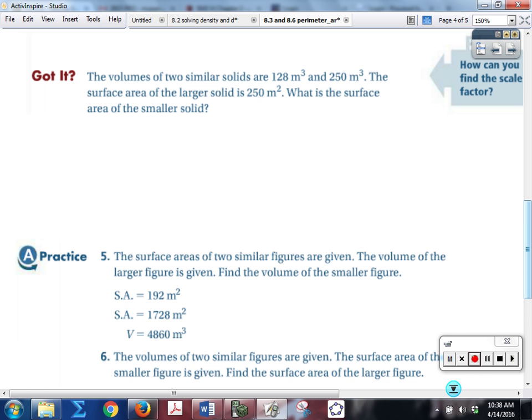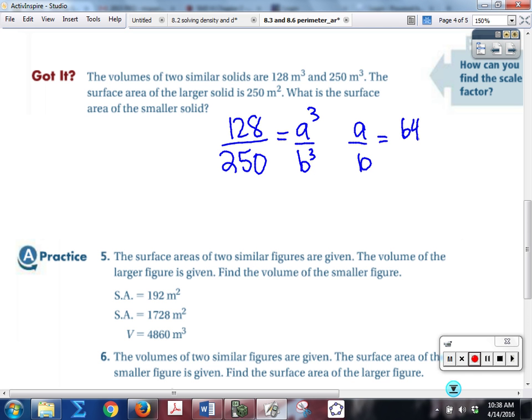So how do I go down from here? This is volume, so this is cubed. How do I go to the scale factor? Probably simplify first before I take the cube root, right? So I'm going to simplify and get 64 and 125, which is nice because that's easy to take the cube root of. What is the cube root of 64? And 5. So this is one-dimensionally, right?